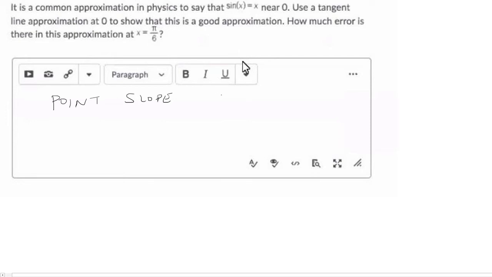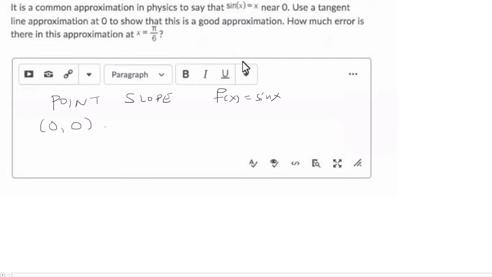Our function here is sine of x. So for the point, we're looking at 0. It means x is 0. The y value is when we plug in x equals 0 for sine. So sine of 0 is 0.